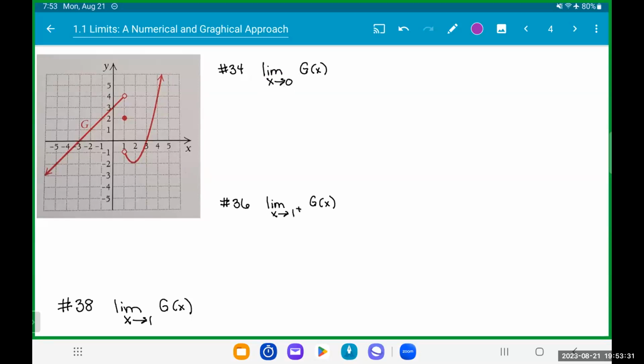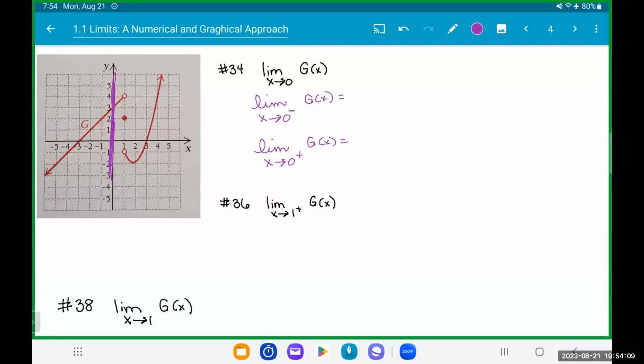So we're looking at x equal to 0. So x equals 0 right here. What is our limit as x approaches 0 from the left? And what is our limit as x approaches 0 from the right for our g function? What are those values?